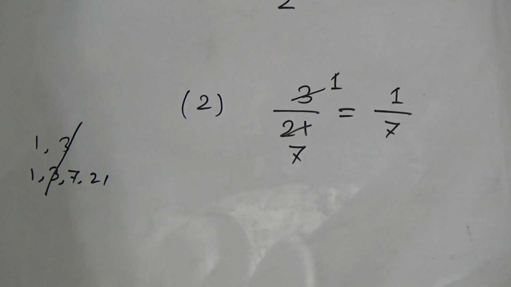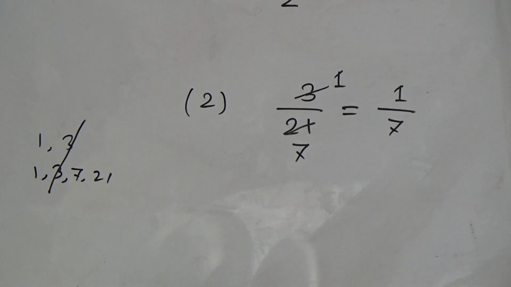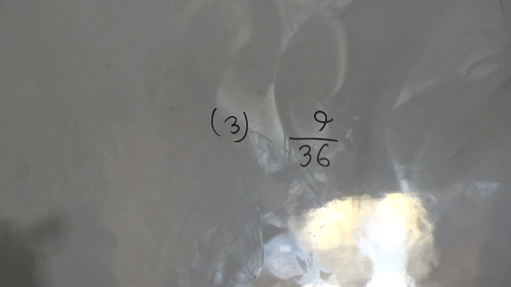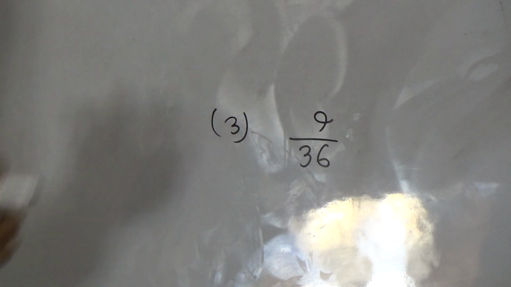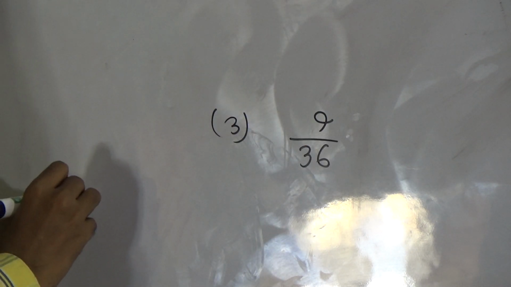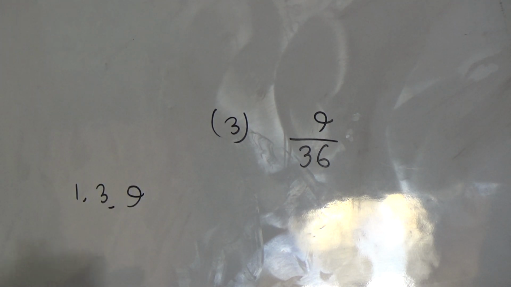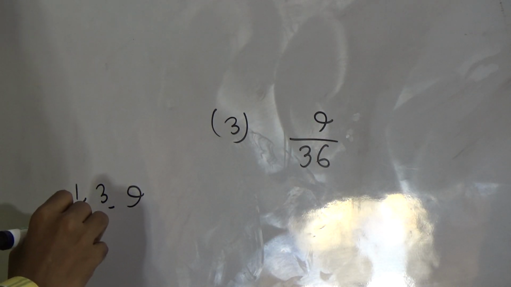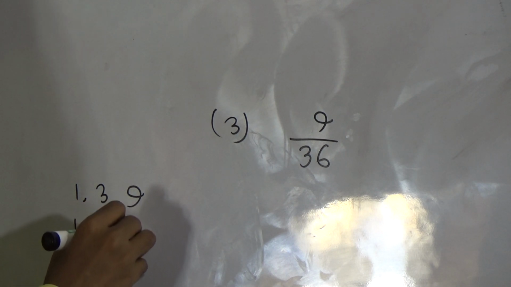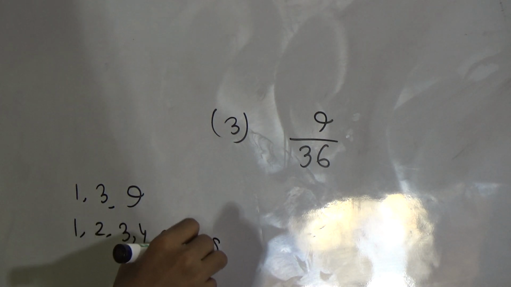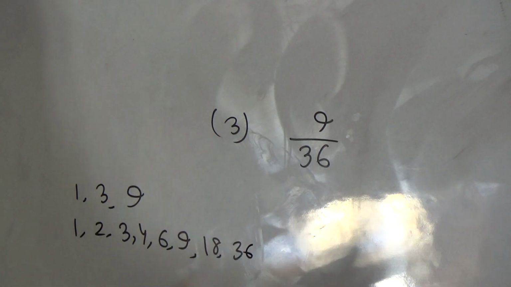Now the next question. Look student, again look, 9 by 36. Same process. What are the factors of 9? You know, 1, 3, 9. And what are the factors of 36? Look, 1, 2, 3, 4, 6, 9, 18, 36. No need to proceed more.